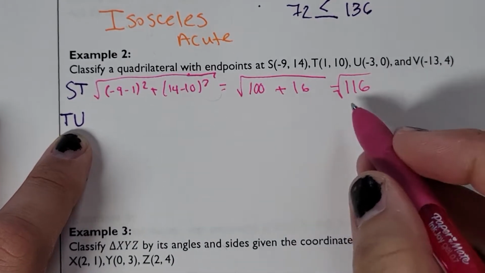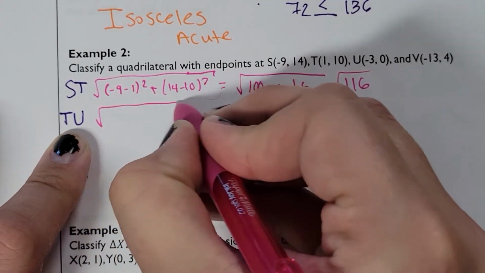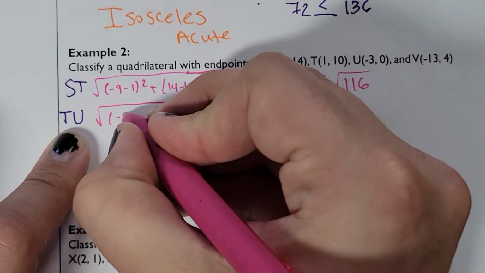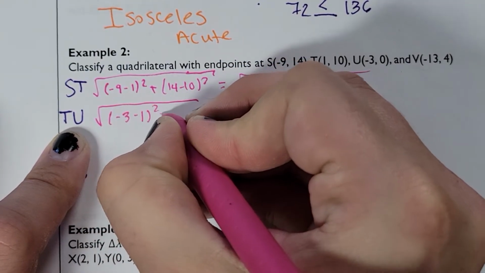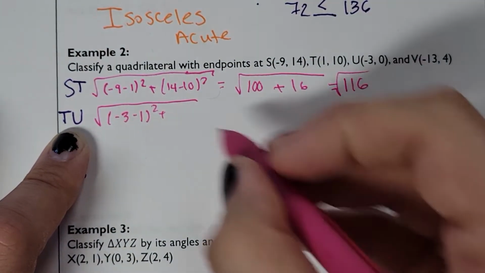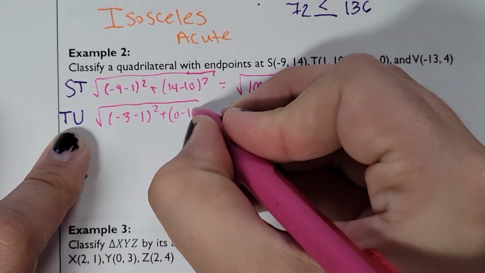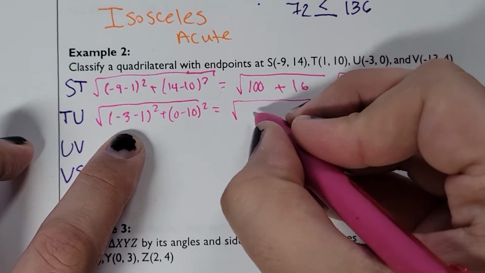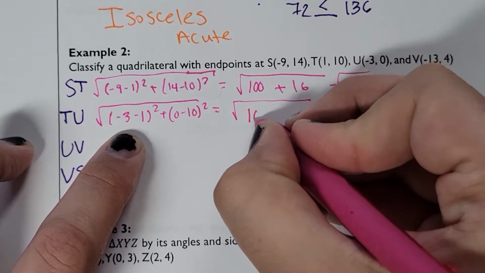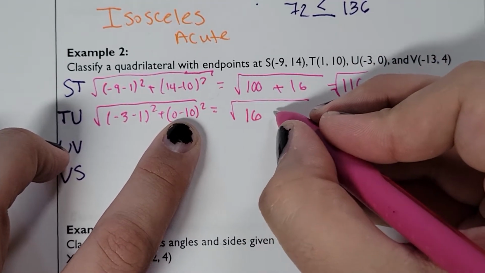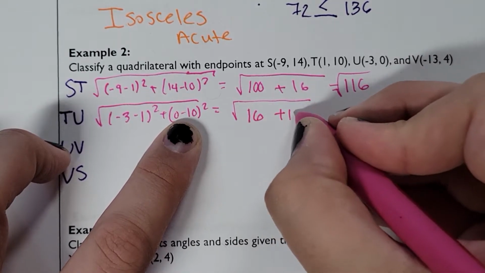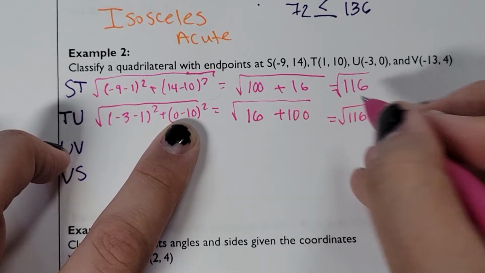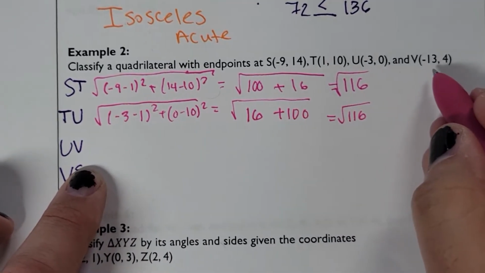For TU, I've got x2 minus x1 is -3 minus 1 squared plus 0 minus 10 squared. -3 minus 1 is going to give me -4, and -4 squared is positive 16. 0 minus 10 is -10. -10 squared is positive 100. Look at those numbers. They're the same. What? All right, going on to UV.